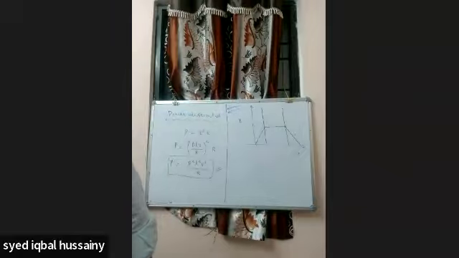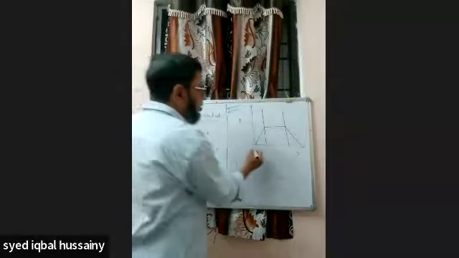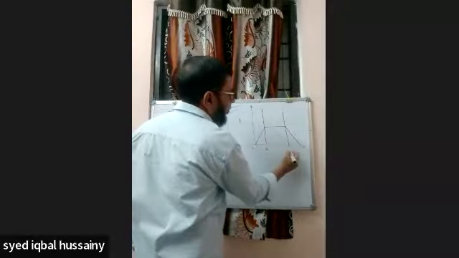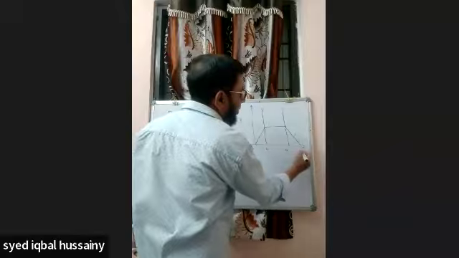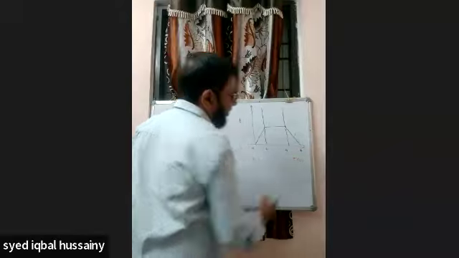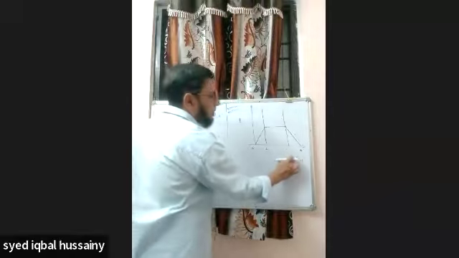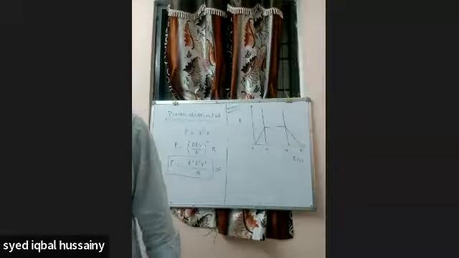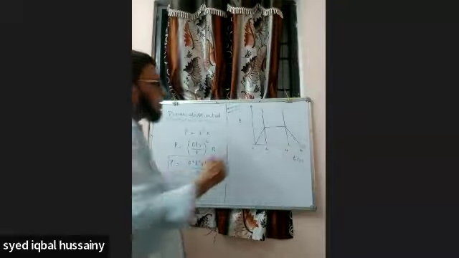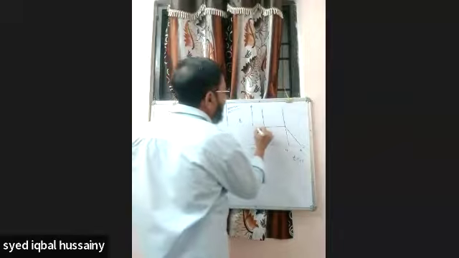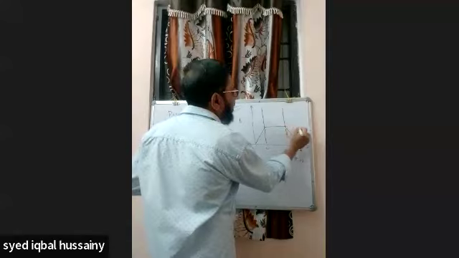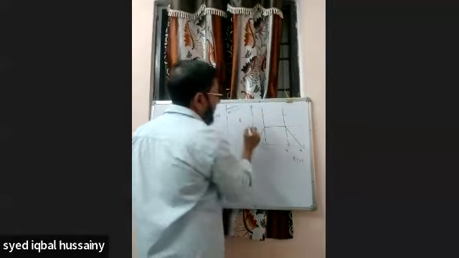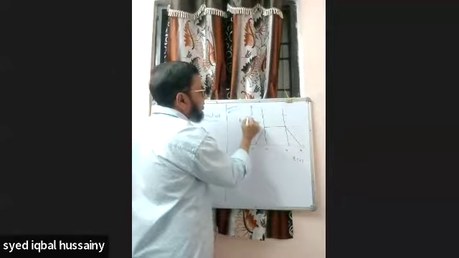Now they have given the time in seconds: 0, 2, 4, 6. And the magnetic field is given as 1 Tesla, 2 Tesla. This is 1 Tesla. All these things are for your knowledge only. So here they have given 1 Tesla, here they have given 2 Tesla.